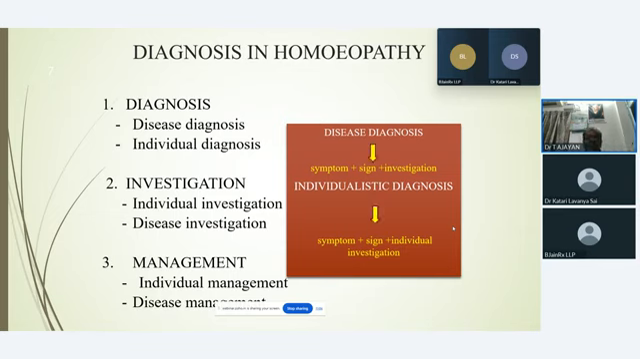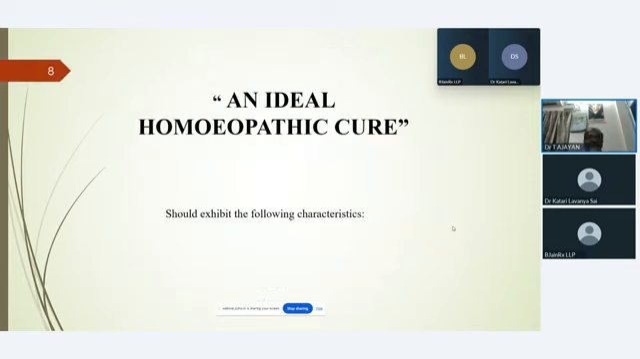For the disease diagnosis, we use symptoms, signs and investigation for the disease. For the individualistic diagnosis, we use symptoms, signs and individual investigation. Here the symptom means individual symptom, the sign means individual sign, and the investigation means individual investigation, which I have already conveyed to you.